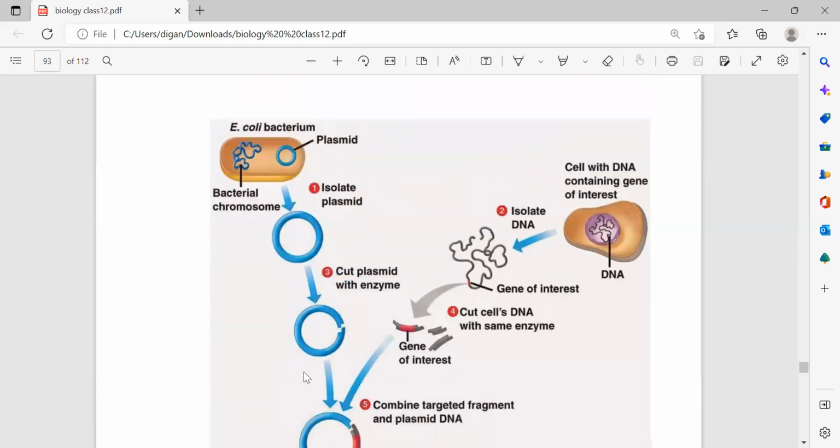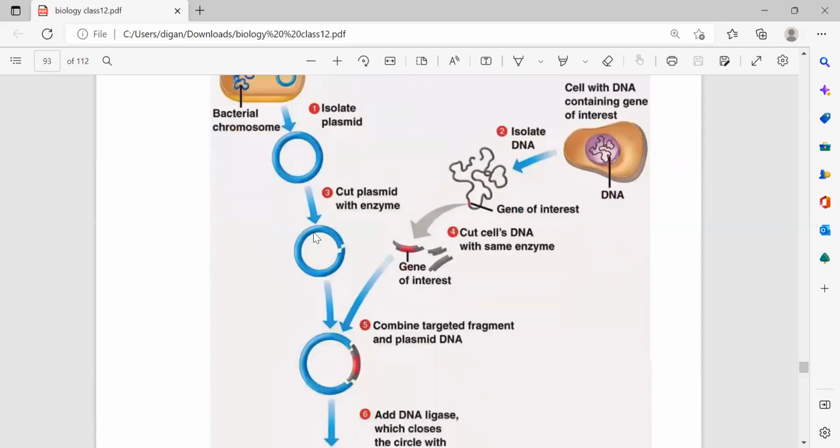Look, this is the E. coli bacteria. Here the plasmid is there. So the first step is that the plasmid is isolated. Second step, cut the plasmid with the enzyme, means with the molecular scissor the plasmid is cut here. And on another side, this is the cell with DNA containing the gene of interest, the gene which we need.